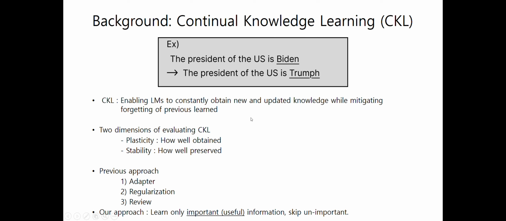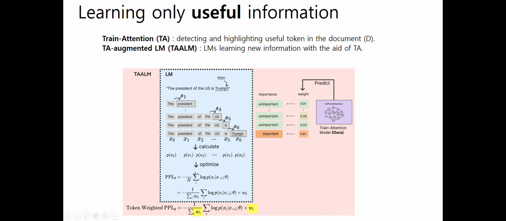Our method, Train Attention, i.e. TA, is a module designed to detect important information in the document and give attention to it while learning the document. Like in this figure, the ordinary LM learns from documents with uniform weights, while the TA LM, a TA augmented LM, learns from documents with weights adjusted according to importance.